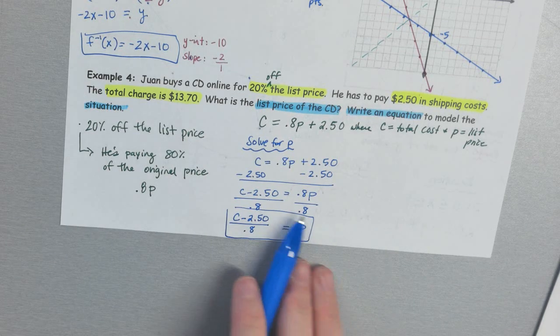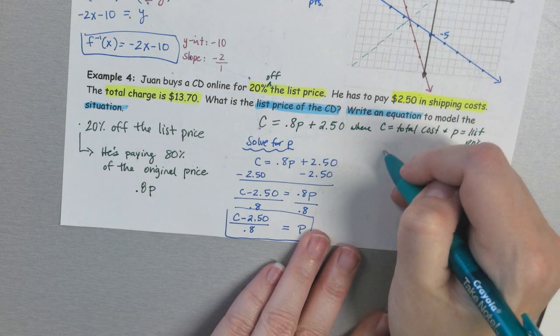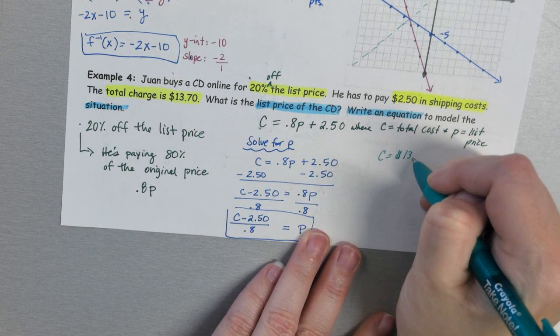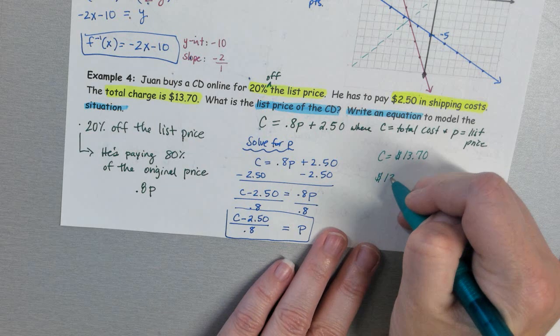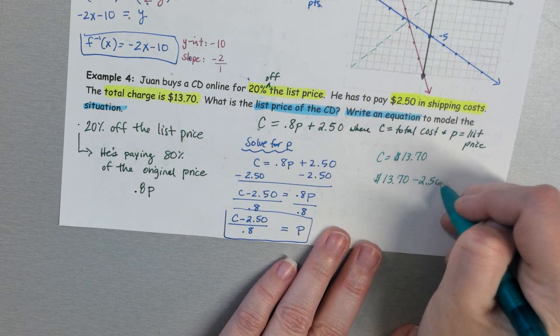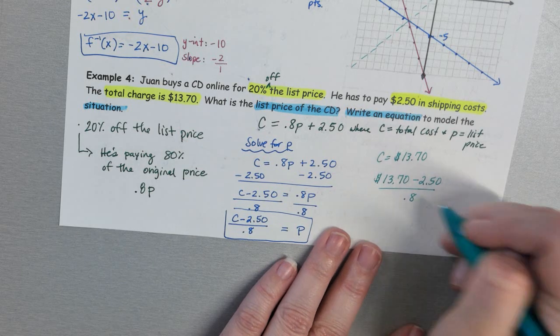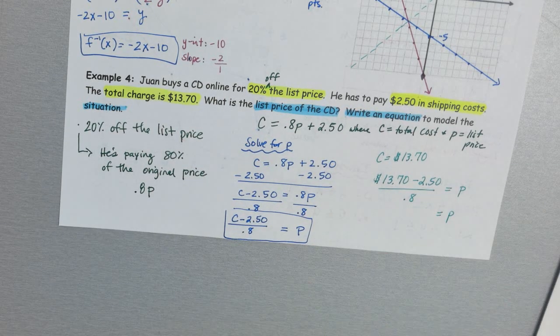Now that we have this equation, this formula, we already know what the total cost is. The total cost is $13.70, so we can use this equation to find the list price. So $13.70 minus $2.50 divided by 0.8. Okay, so I'll give you a minute to calculate that.